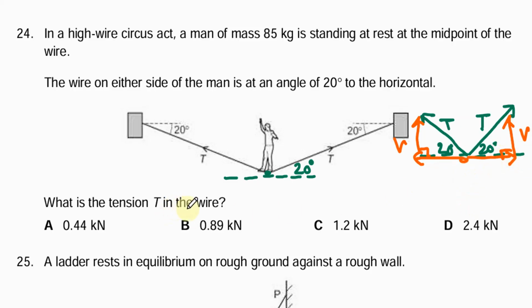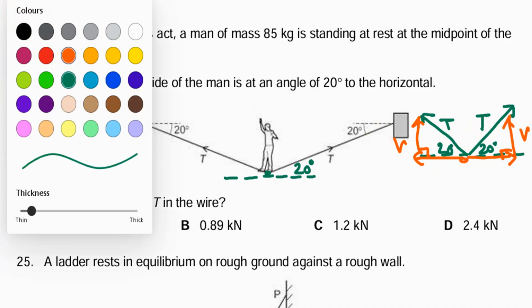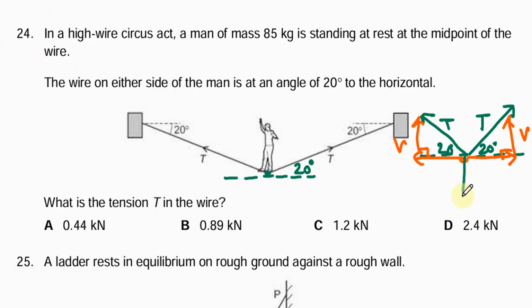Now, we need to find the tension T in the wire. There's also another force acting on the wire besides the tension. Of course, we have the weight of the man down. In order to find the tension T in this problem, we can take into account that the weight down must equal the vertical components up. Why is that? It's because the man is in equilibrium, since he is at rest.